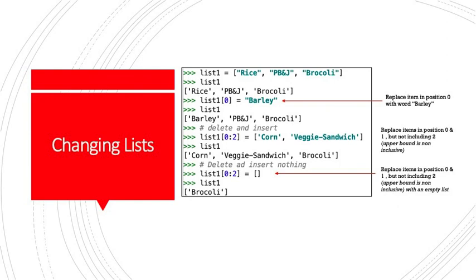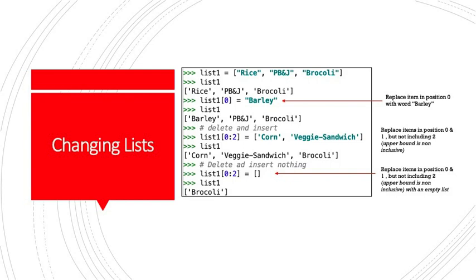Okay, so we can get into changing lists now. I have list1. It has 3 elements: rice, PB&J, and broccoli. Sounds like a good sandwich, huh? list1[0] equals barley is going to add barley in the first position. So now I have barley, PB&J, and broccoli, no more rice.